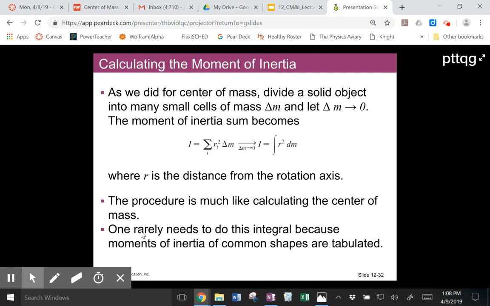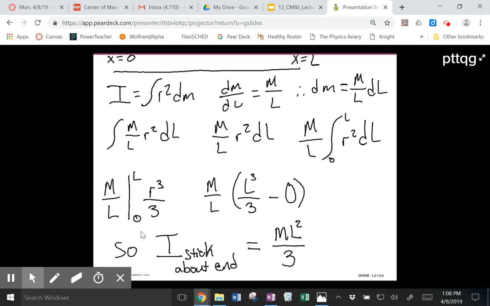Calculus. So this is basically like the center of mass stuff the other day. If I'm talking about a stick and I want to determine its moment of inertia, we're going to have to sum up all the mr squared terms for this thing. So we cut it into really, really small masses, and we look at the distance of those masses from the axis of rotation.